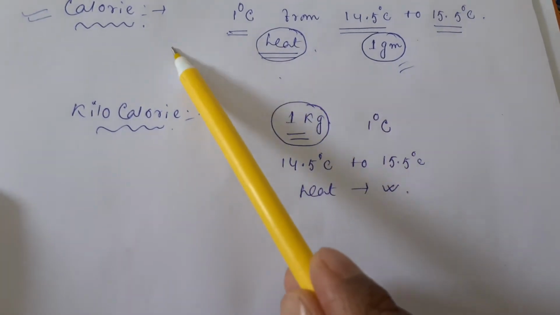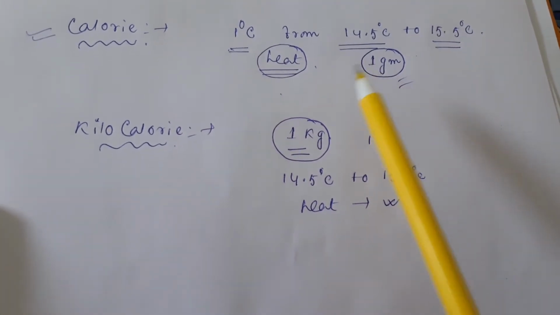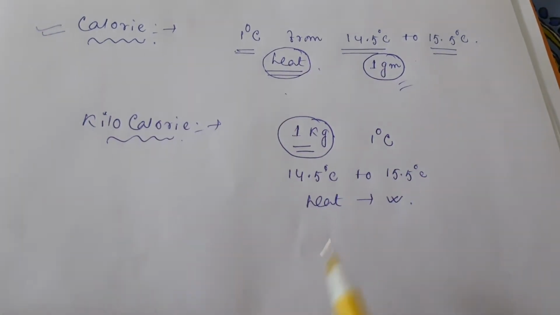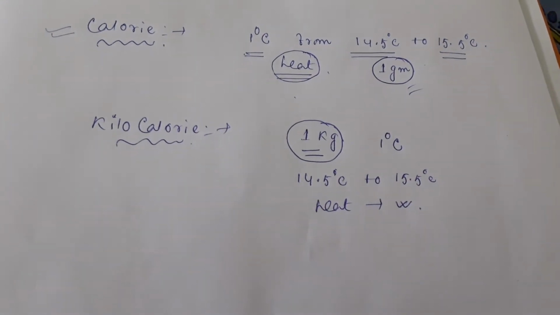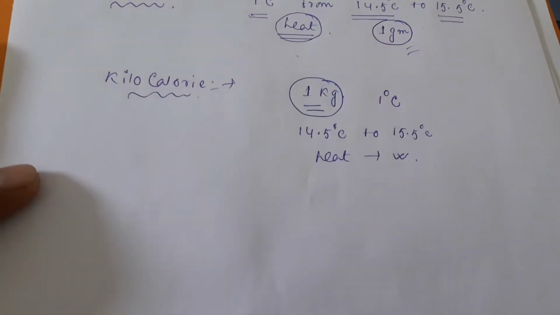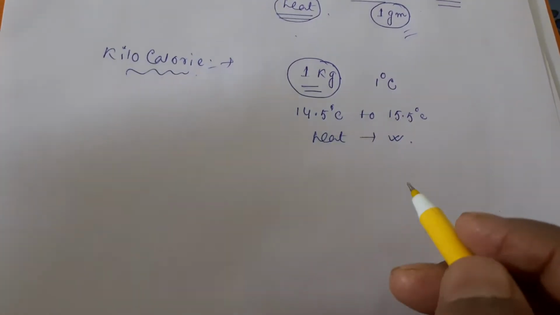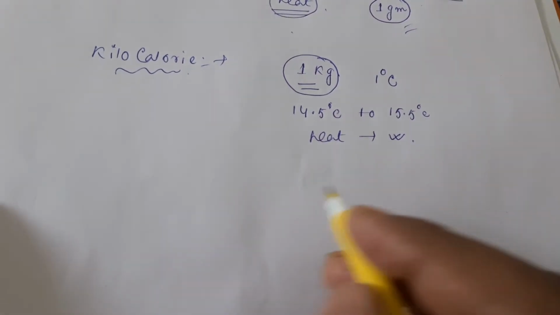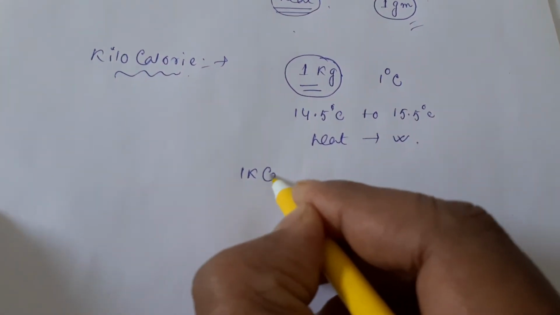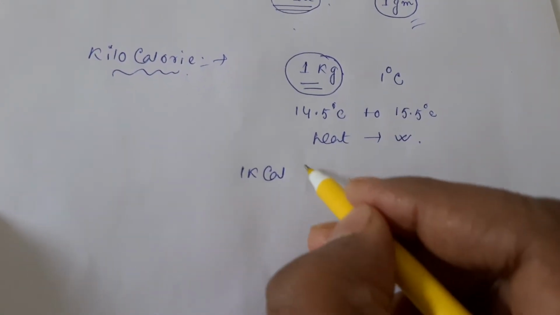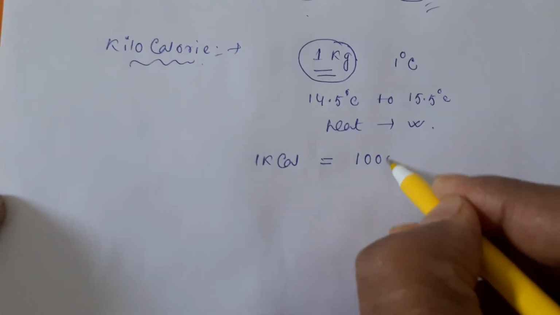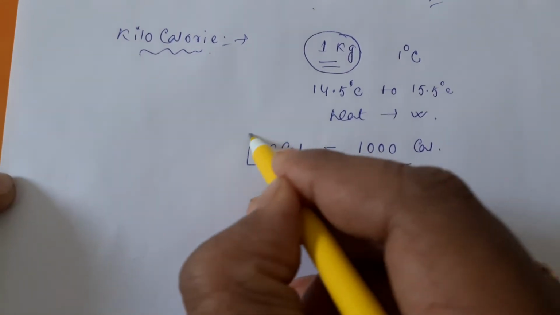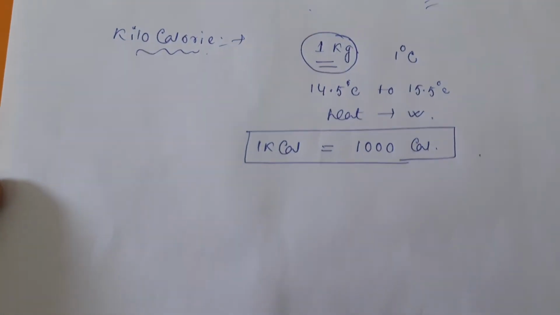Clear? In case of calorie, 1 gram of water is there, and in case of kilocalorie, 1 kilogram of water is there. Rest all the things remain the same here. So that is the definition. Now 1 kilocalorie is equal to how much? 1000 calorie. You can simply know that 1 kilogram is equal to 1000 gram. So 1 kilocalorie, always denoted by kcal, is equal to 1000 calorie, that is cal. This is also very important. A 1 mark question may come in the exam.